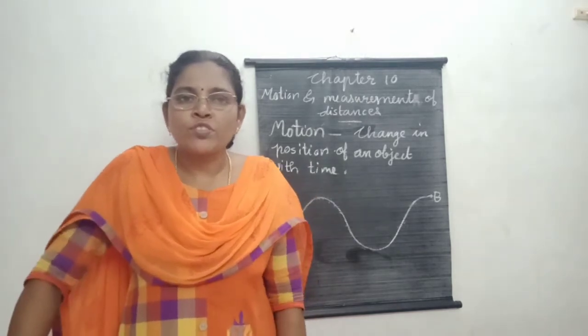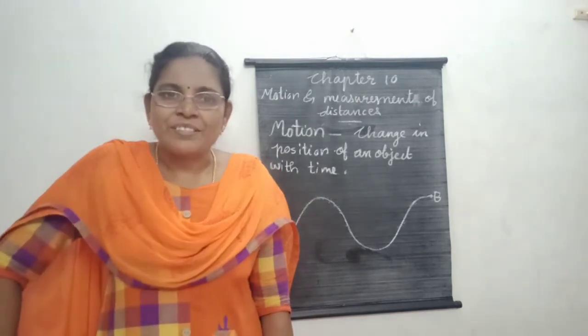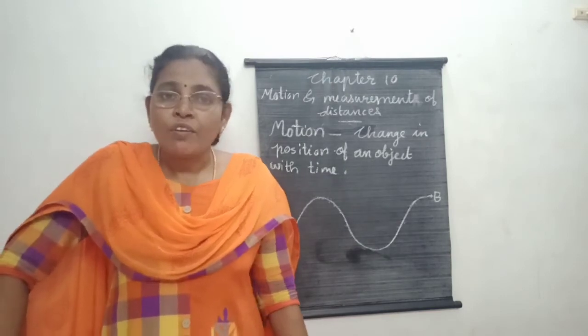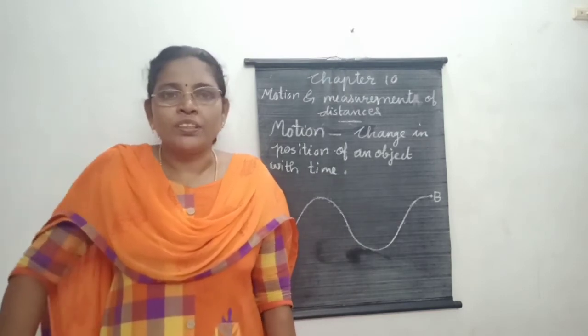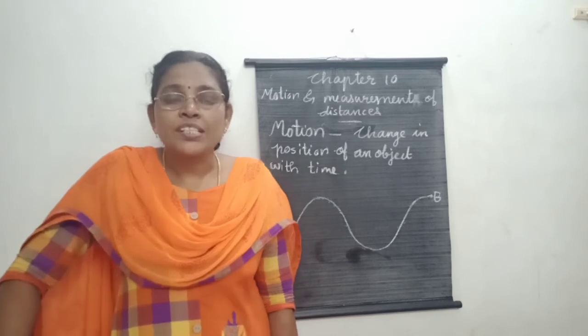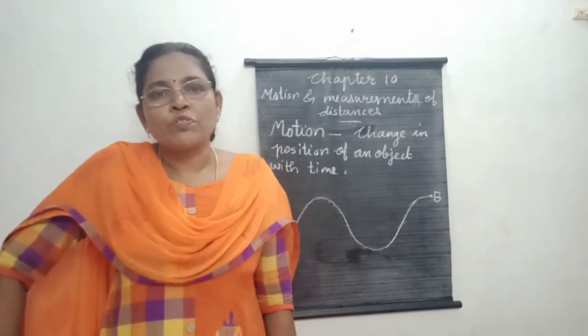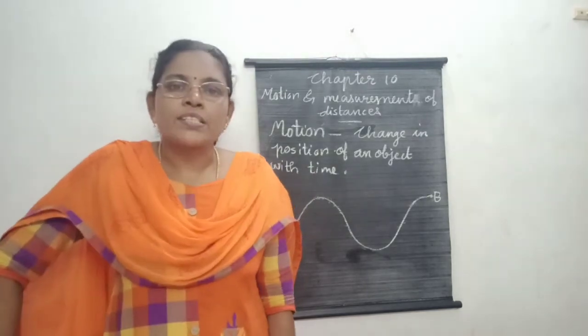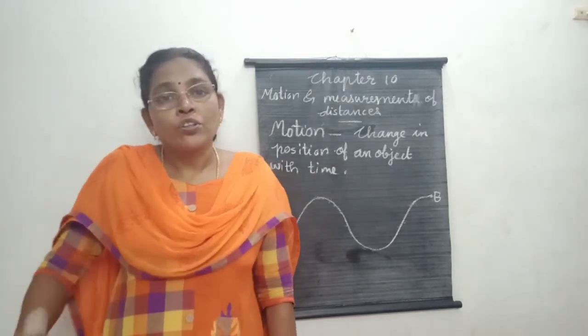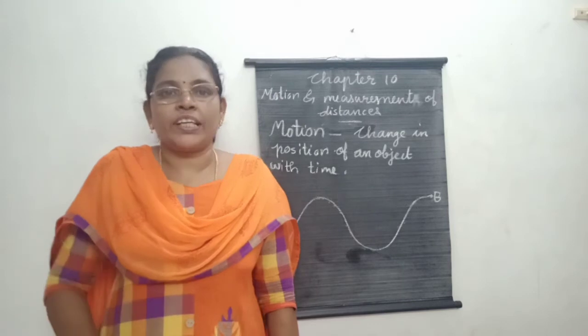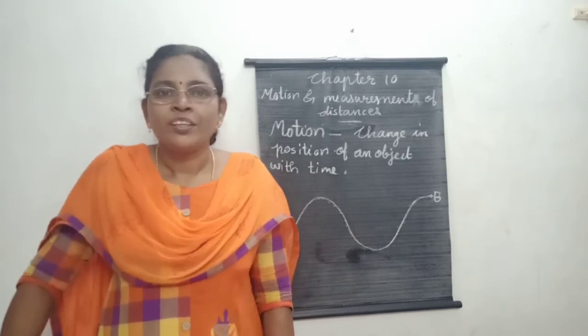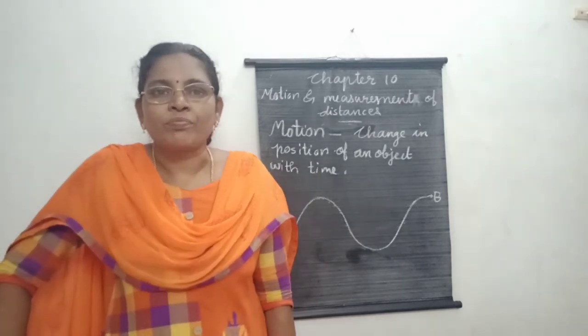Can you say some of the objects that are at rest? Yes. House, school, the table, the almirah. So these are the things at rest. But in the case of a house, a school, etc., according to the rotation of our earth, it is also a movement. Clear?